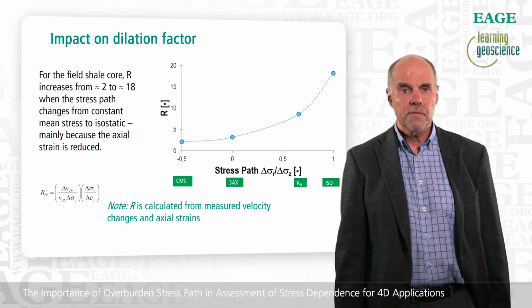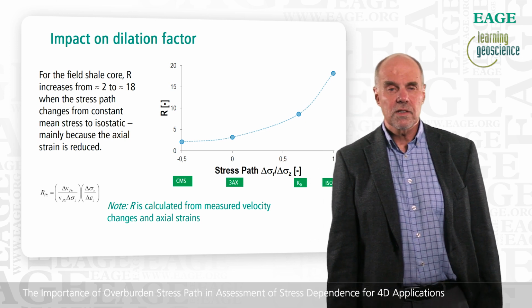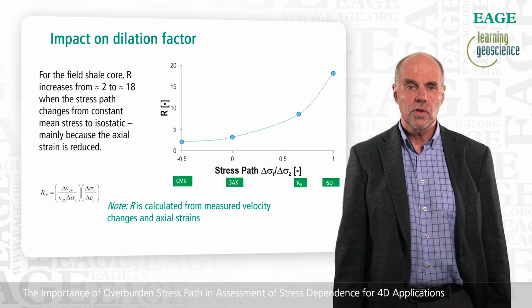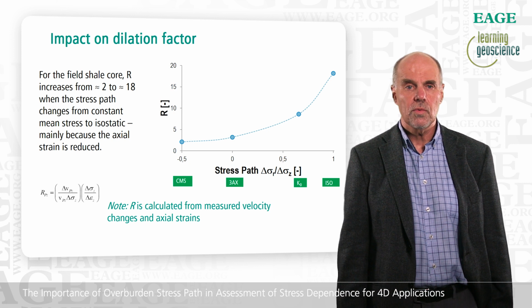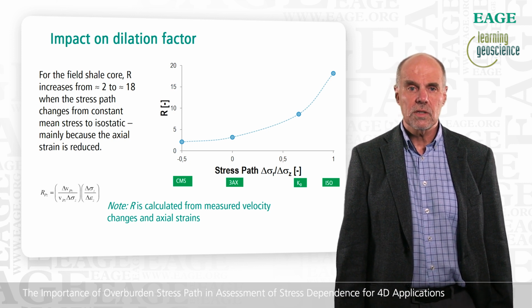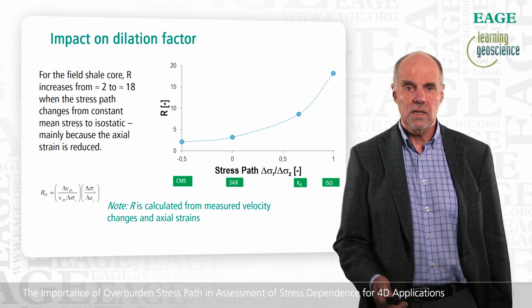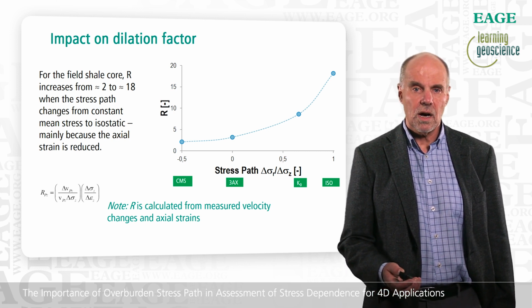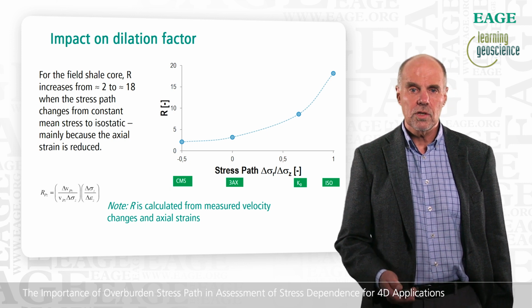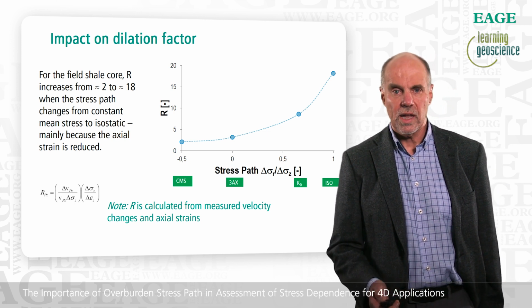Here you see the data for the field shale. The R factor is increasing from about 2 for the constant mean stress to a value between 15 and 20 for isostatic loading, mainly because the axial strain is reduced. In this case, the R is calculated from the measured velocity changes and measured axial strains.